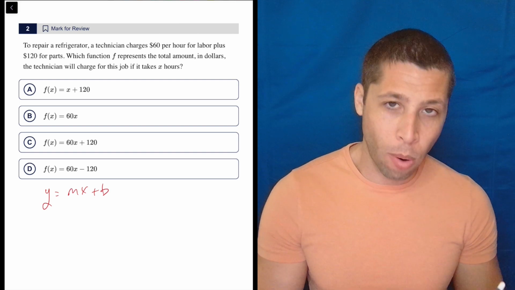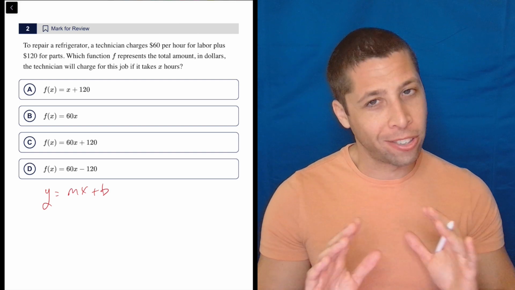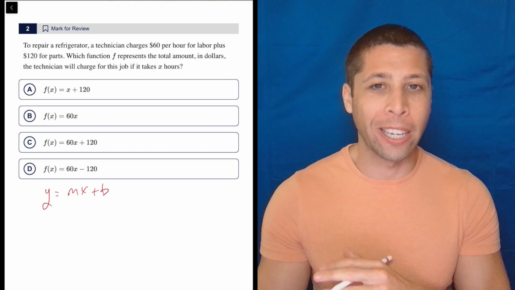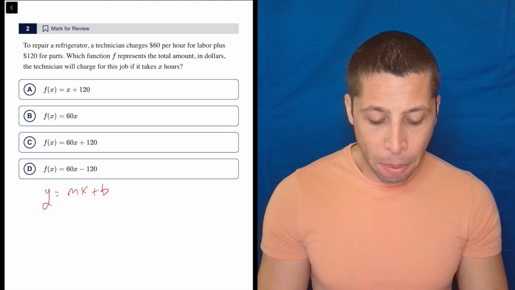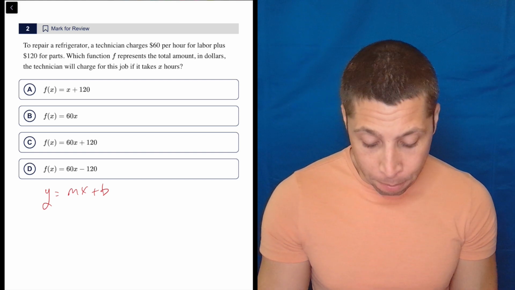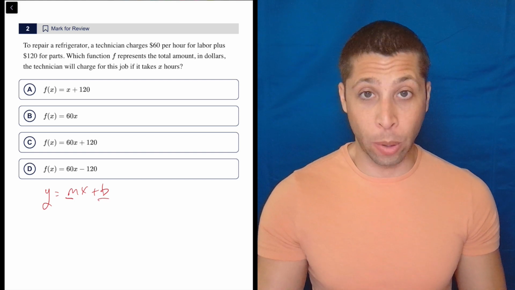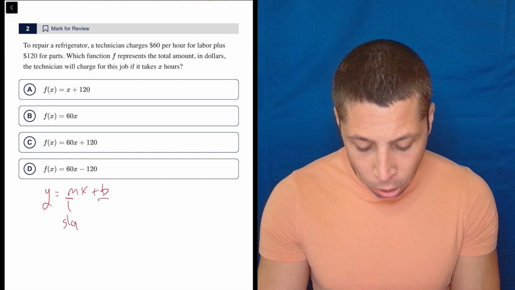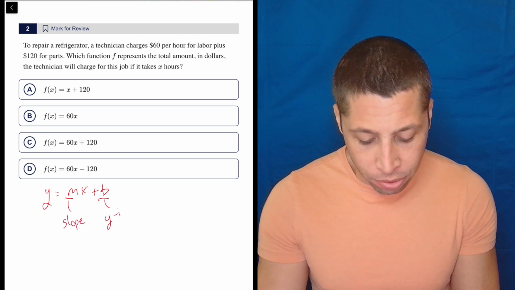So yes, instead of y, they're using f of x. It doesn't matter. It's just a y. So don't worry. We're going to get to more function notation in the future. But basically, we just need to know how the m and the b of a linear equation work. The m is the slope or the rate of change. The b is the y-intercept.